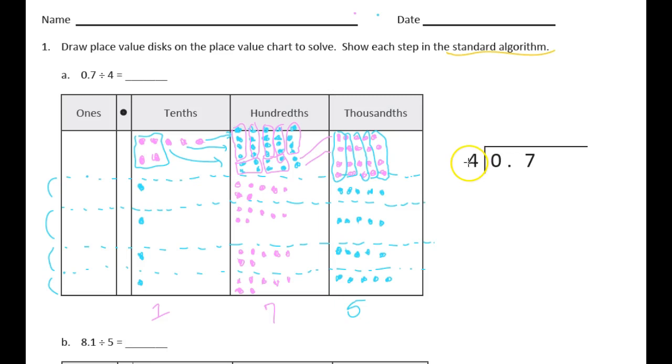I know, and so do you, 4 doesn't go into 0. How many times does it go? None, because it's a nothing. It doesn't fit. So now what we do is we think about how many 4s does it take to get to 7. And I can only go one of them, because if I go 2 of them, it's bigger than 7. So 1 times 4 is 4.